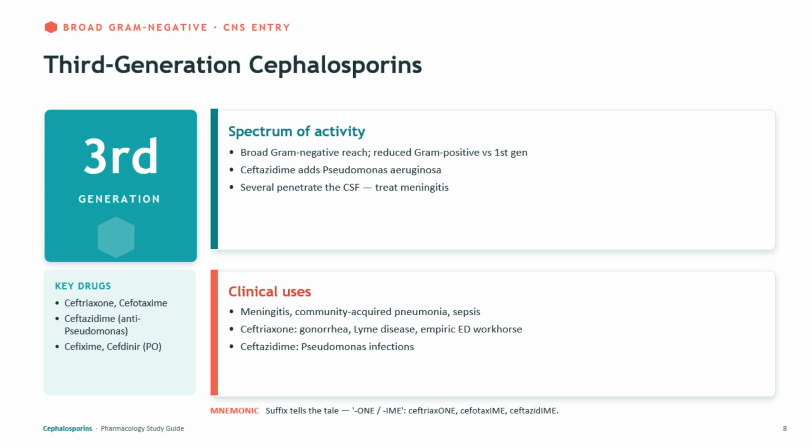Clinically, this generation is enormous. Meningitis, community-acquired pneumonia, sepsis, and ceftriaxone in particular is the go-to for gonorrhea, for Lyme disease, and as an empiric workhorse in the emergency department. The naming clue is in the suffix, the "-ime" or "-axone" in ceftriaxone, ceftazidime.